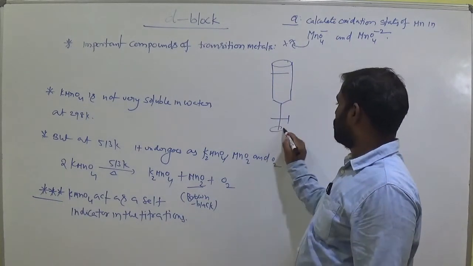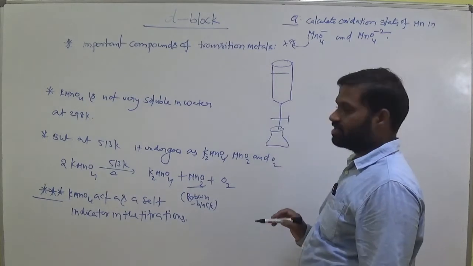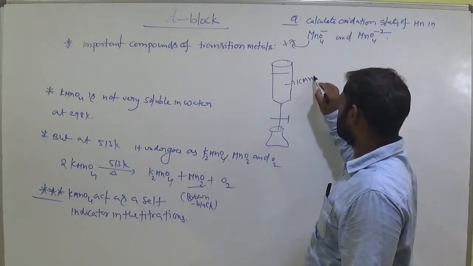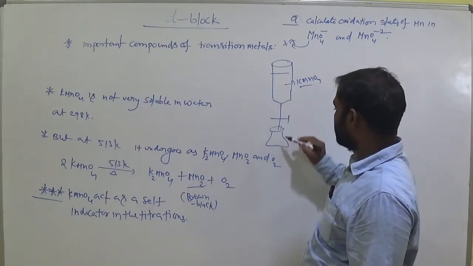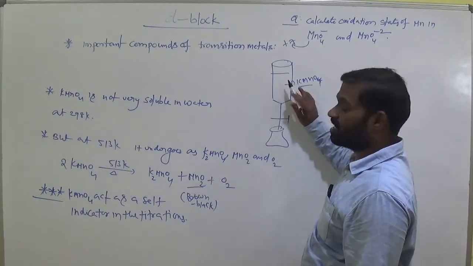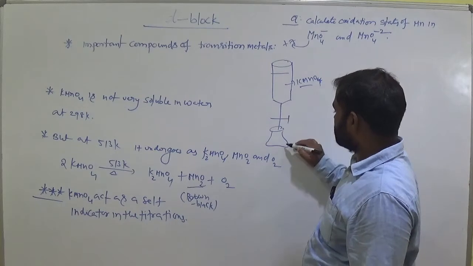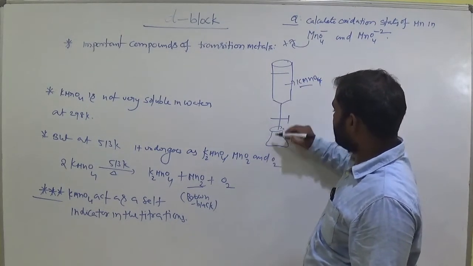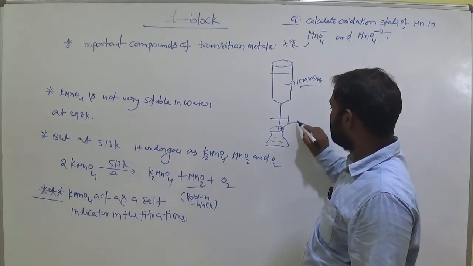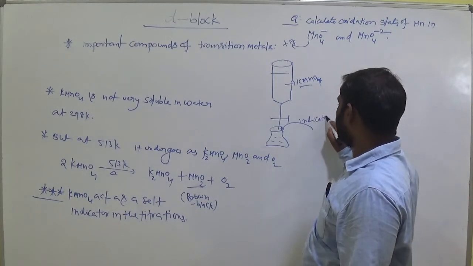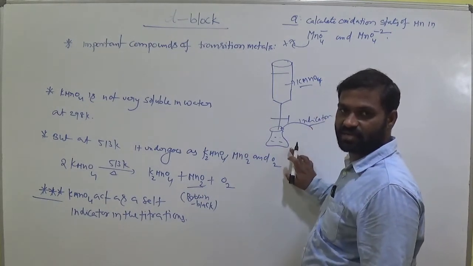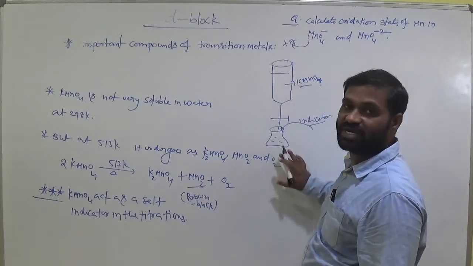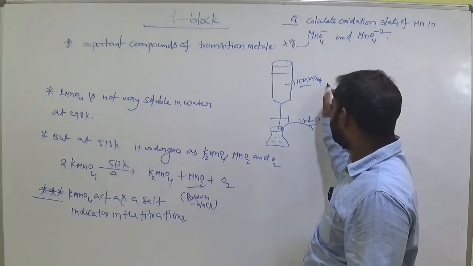So this is the conical flask. KMnO4 is always in the burette. Suppose this is one more reagent, and the reaction takes place between these two. We have to add some indicator, which shows some color at a particular point. But in the case of KMnO4, there is no indicator. It acts as a self-indicator.